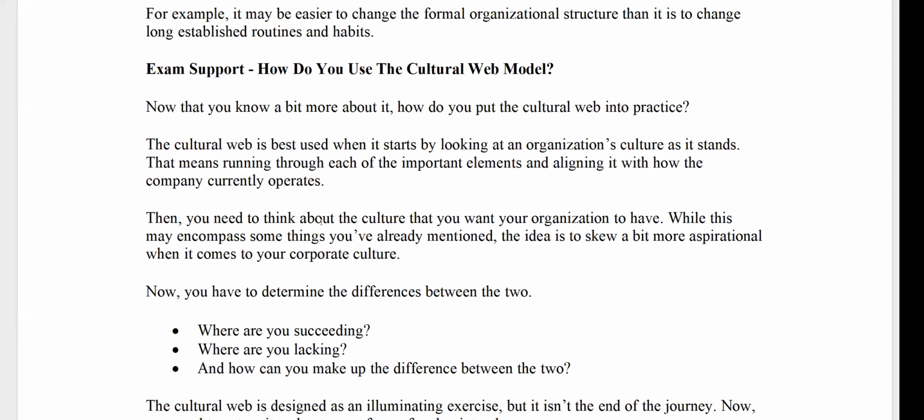Then you need to think about the culture that you want your organization to have. While this may encompass some things you've already mentioned, the idea is to skew it a bit more aspirational when it comes to your corporate culture. Now you have to determine the difference between the two. Where are you succeeding? Where are you lacking? Identify where there are problems and how you can make up the difference between the two. If you can do this, there's no exam question that you cannot answer.